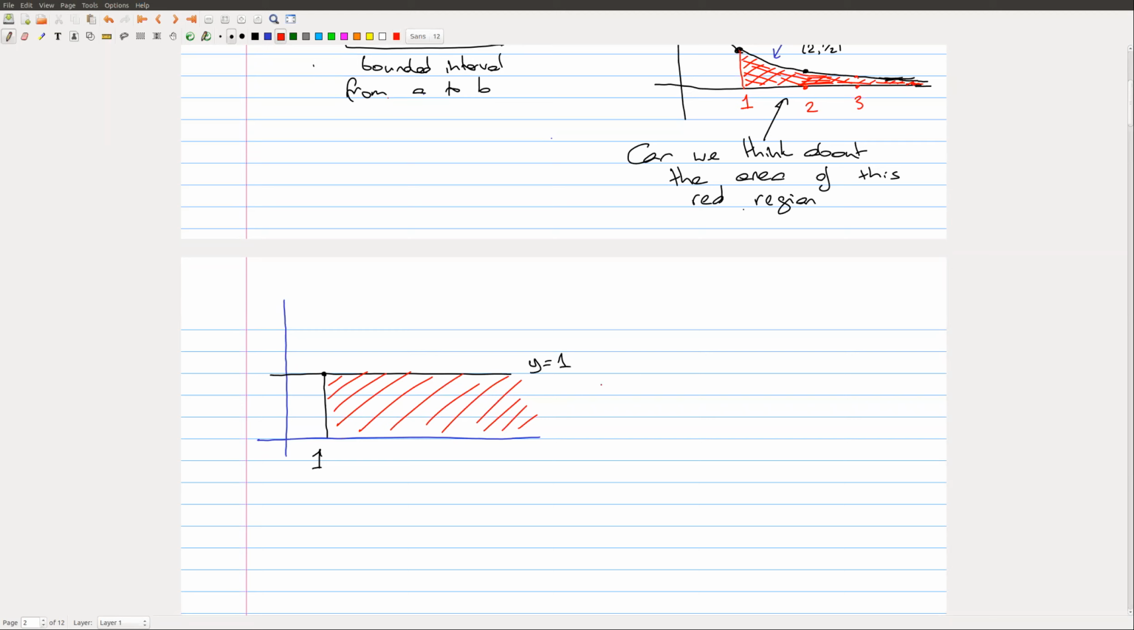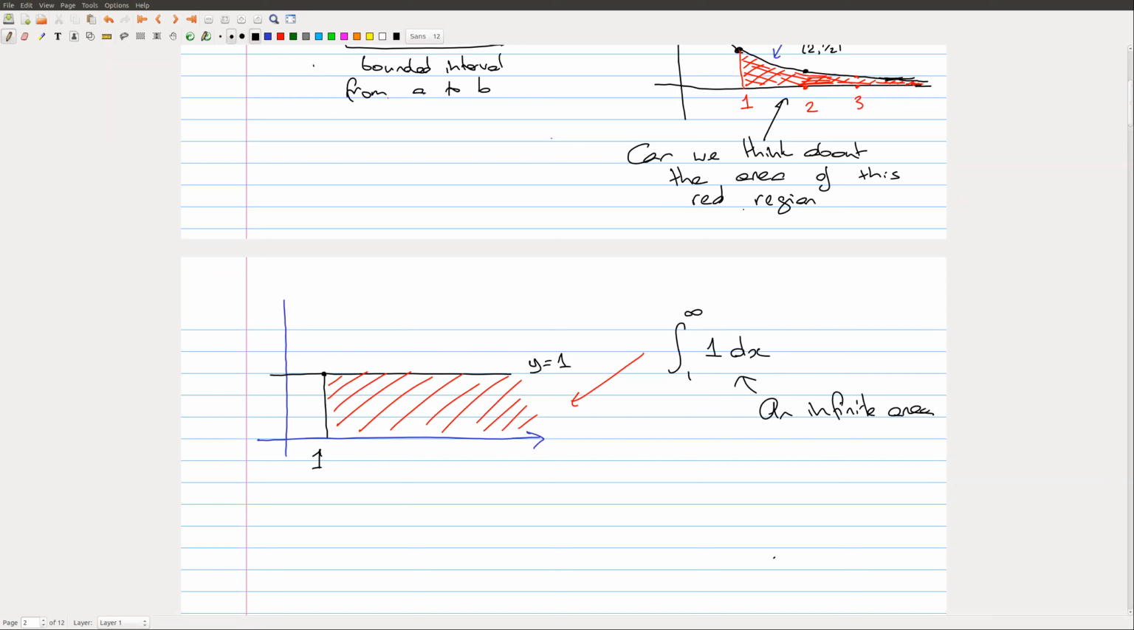So this red region would be where we understand that it extends infinitely to the right of the picture. That would be the integral from 1 to infinity of 1 dx. And again, it would be an improper integral. We'll define this precisely in a minute. This is certainly an infinite area.